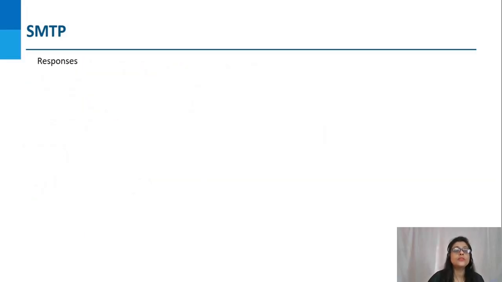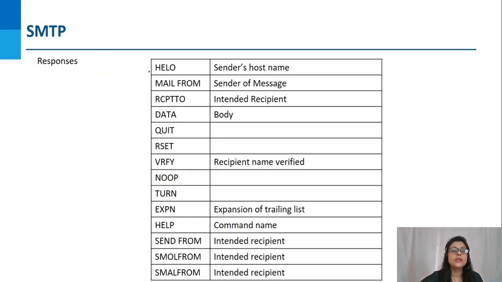Some of the commands of SMTP are HELO, which is used to get the sender's host name. MAIL FROM is the sender of the message. RCPT TO is the intended recipient. DATA is the body of the message. Then VRFY is where the recipient name is getting verified. EXPN is the expansion of the mailing list. HELP is the command name, and all others have some description of the responses.